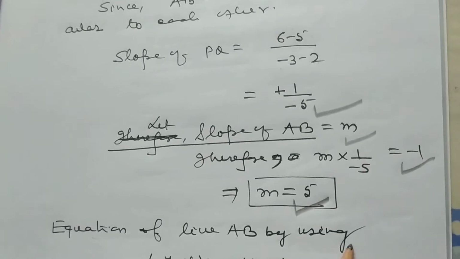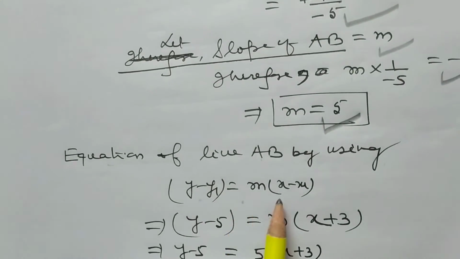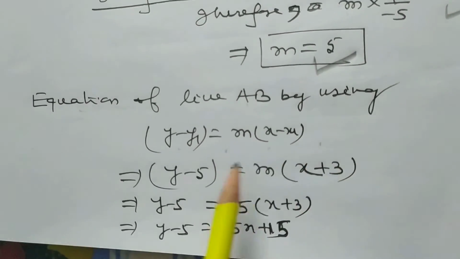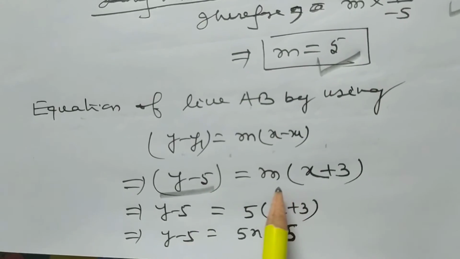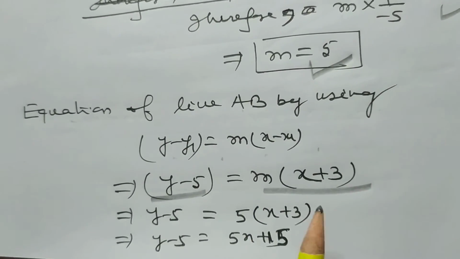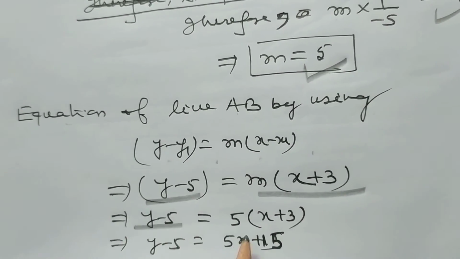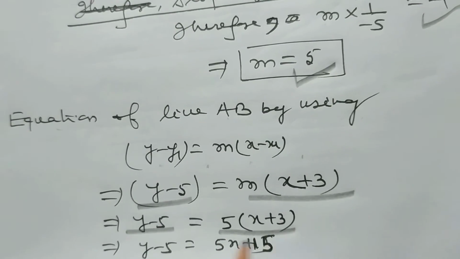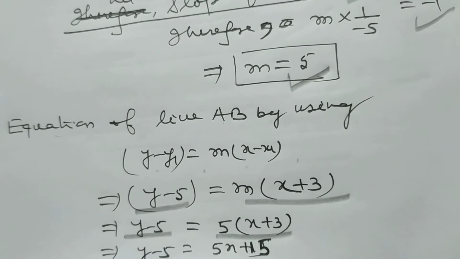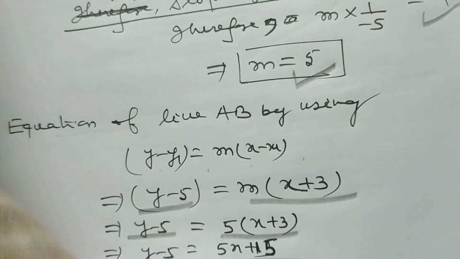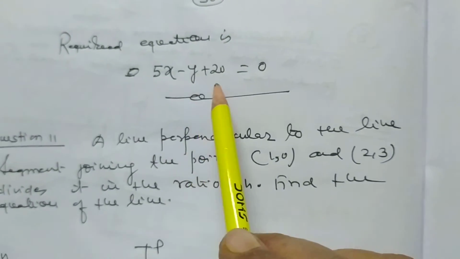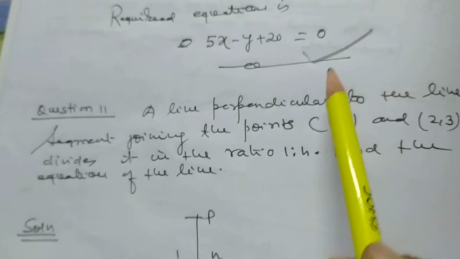Equation of line AB by using y minus y1 is equal to m into (x minus x1), that is y minus 5 is equal to m into (x plus 3). So y minus 5 is equal to 5 into (x plus 3). So it will be y minus 5 equals 5x plus 15. So the required equation is 5x minus y plus 20 is equal to 0.